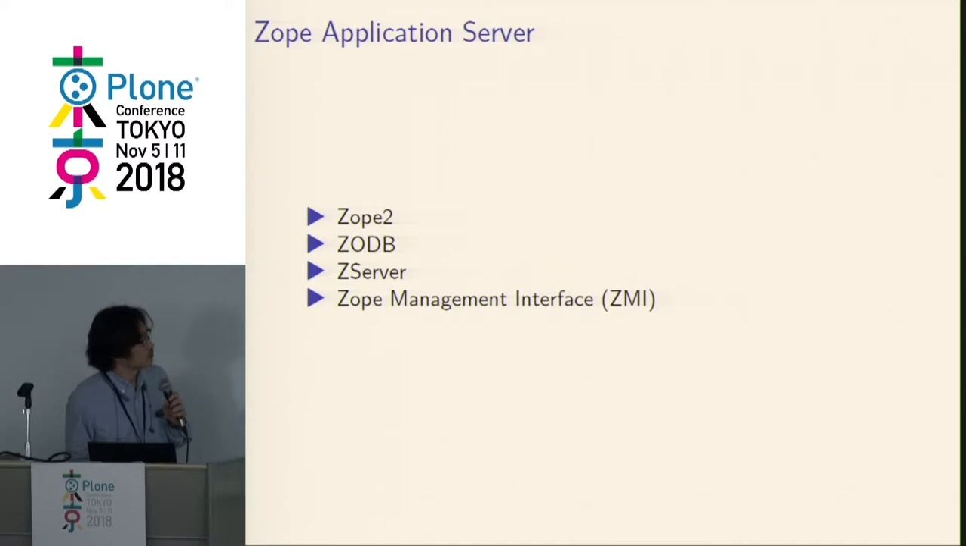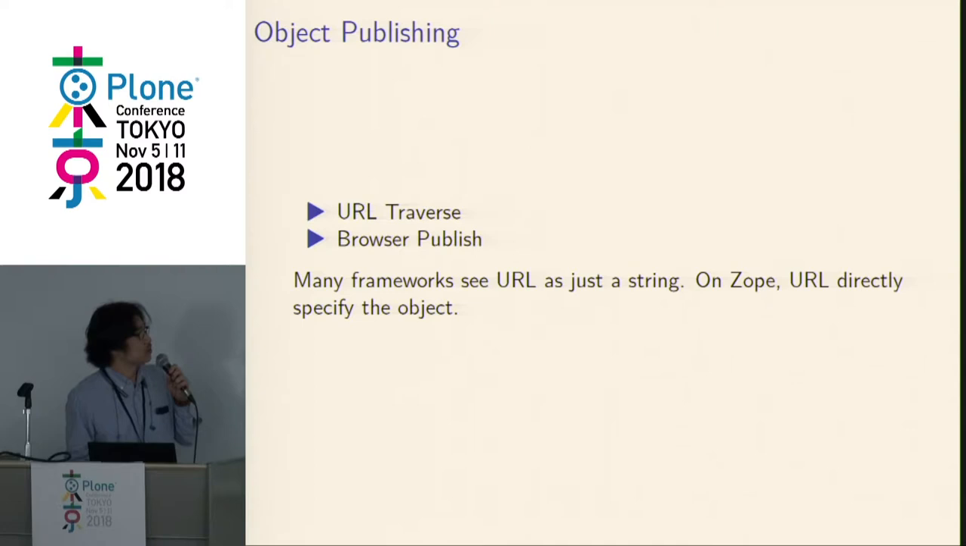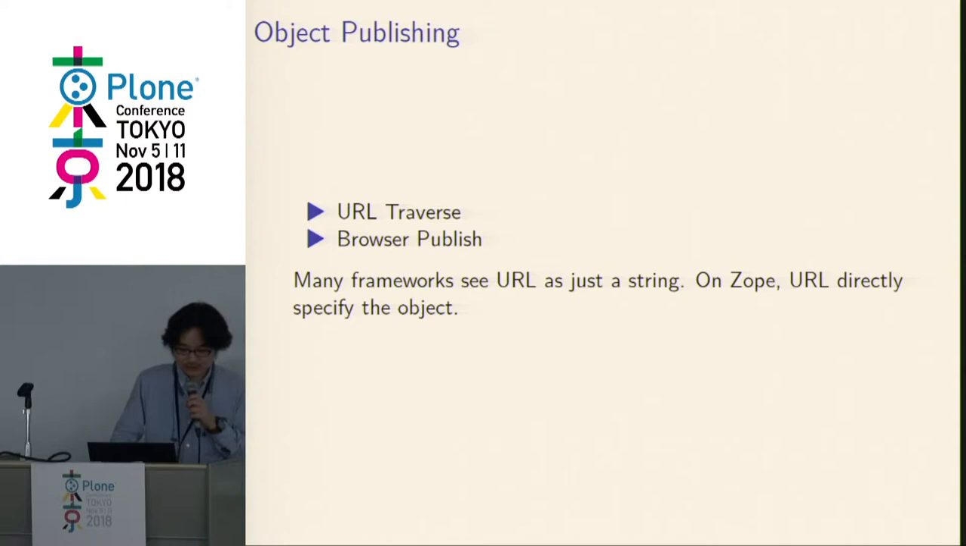Zope is an object publishing environment. It traverses the URL, gets the object, and publishes objects. Many frameworks see a URL as just a string, but in Zope, the URL directly specifies an object and publishes it to the browser.